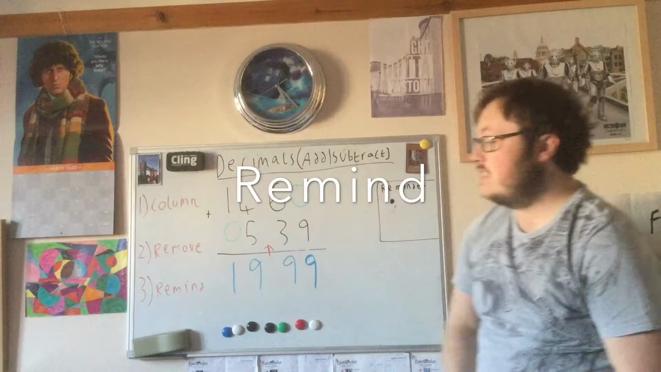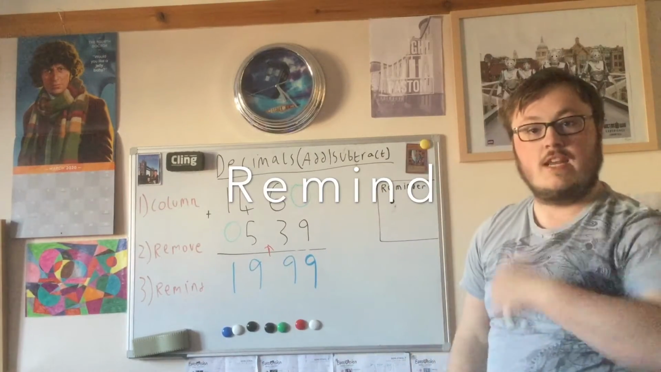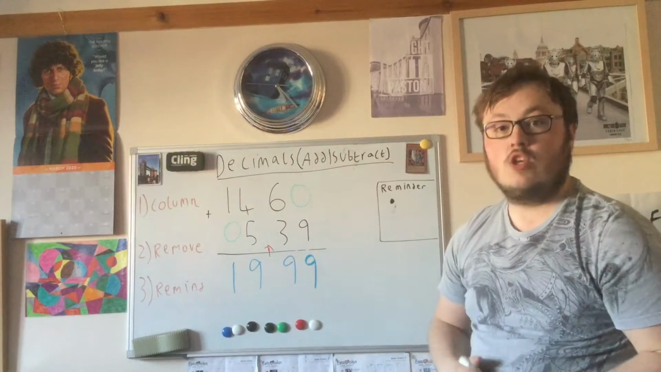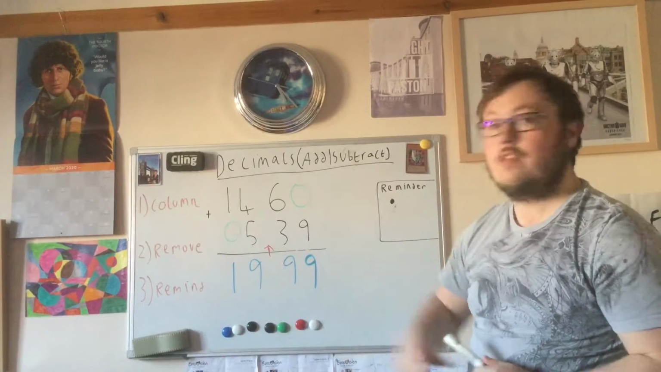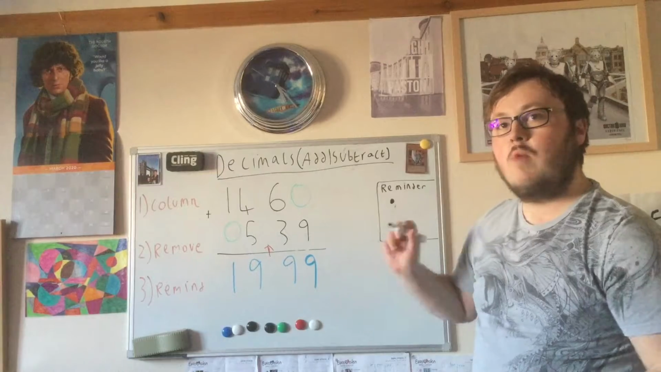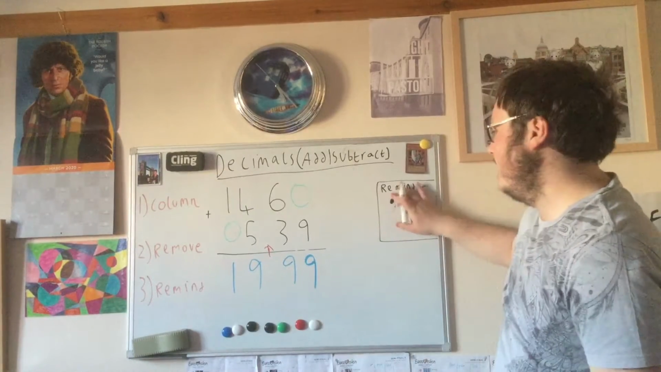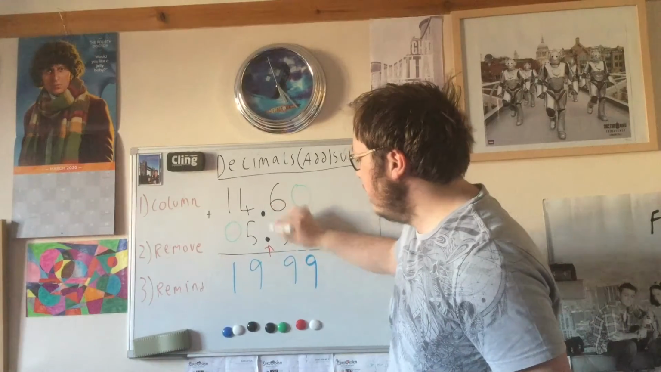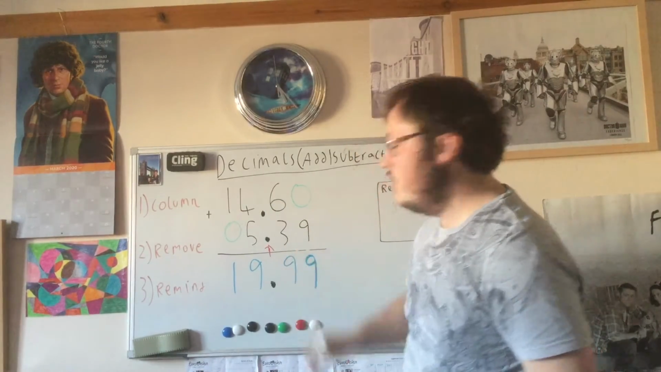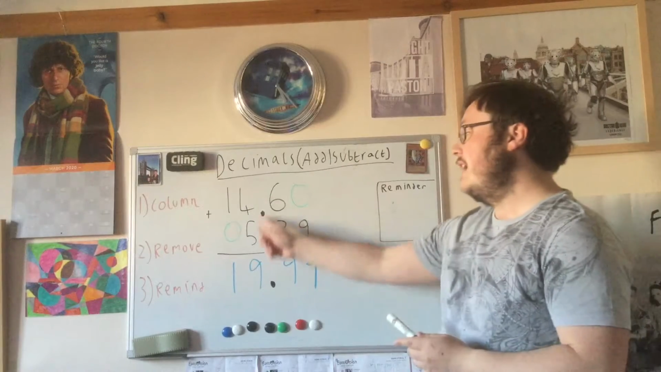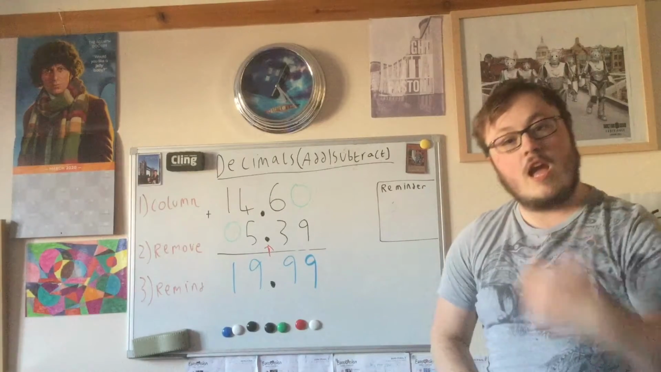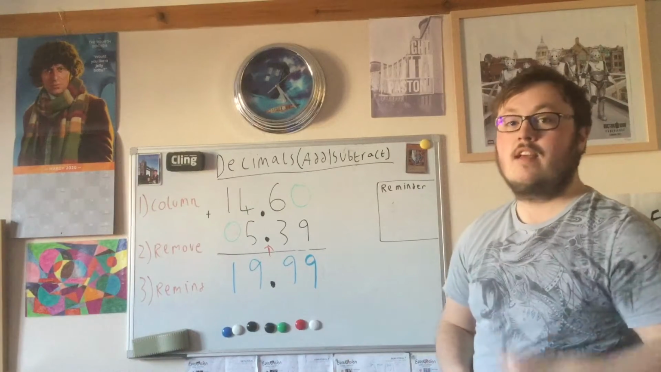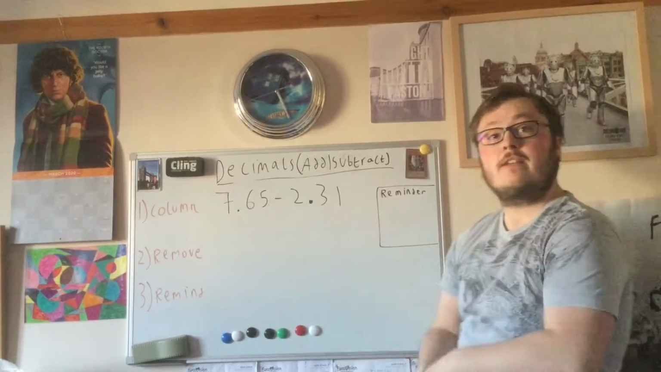We've removed our decimal, and now the remind part. We need to put that decimal back. But where do we put it? Well, that's what the red arrow was for. That was where the decimal was originally placed. So we put it back where it originally was, and because it's in line, that's where it will go in the answer. So it lines up. So the actual answer to the question is 19.99.